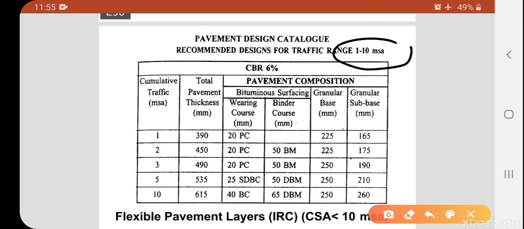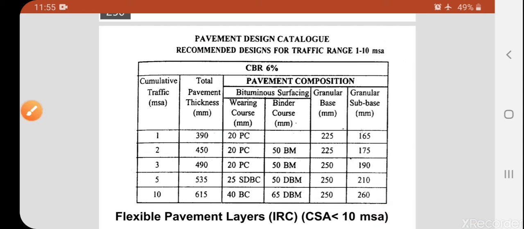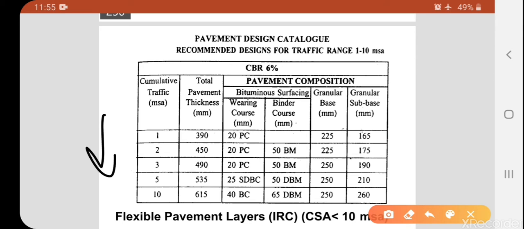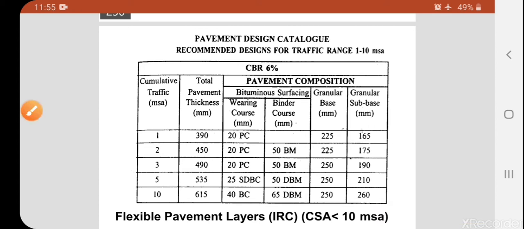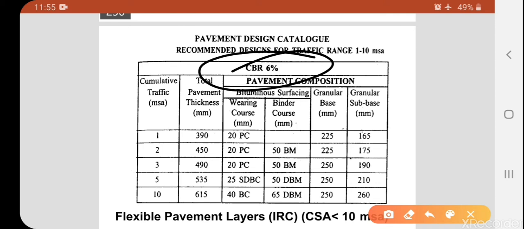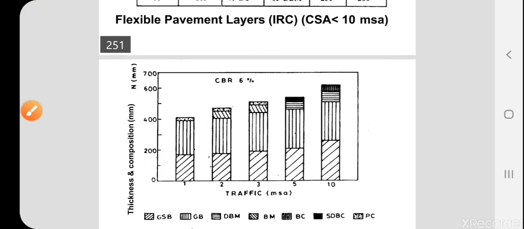We have got 5 MSA, right? So here cumulative traffic MSA is 1, 2, 3, 5, 10, and the total pavement thickness is 390, 450, 490. When the cumulative traffic MSA increases, automatically the total thickness also increases. For pavement construction, bitumen surface, granular base, granular sub base, the thickness has been given separately for CBR 6%. If we change the CBR value, we need to change the values again.